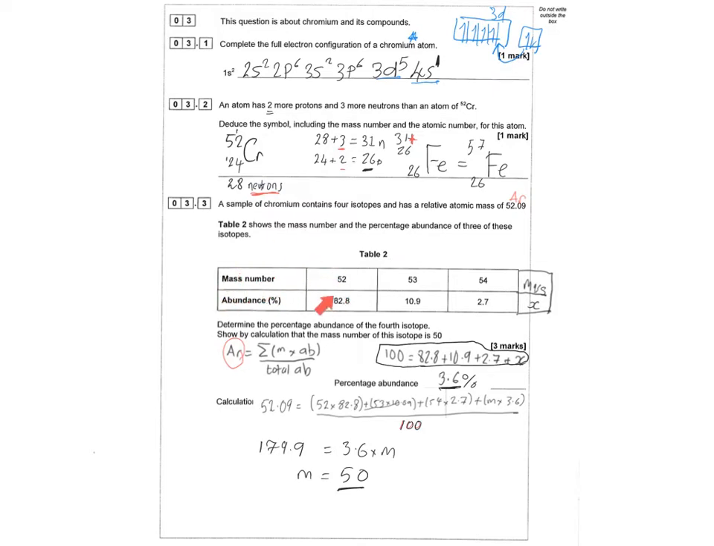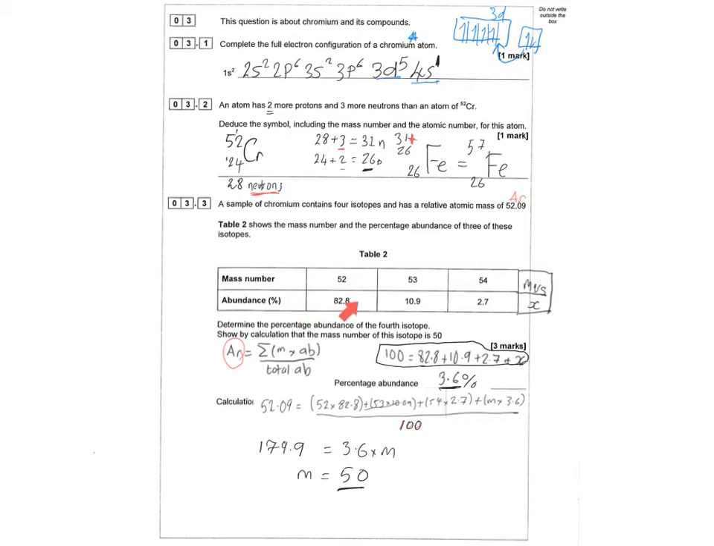You can see you've got mass numbers and the abundance, so immediately you put in this equation here for a mark. And this equation tells you that the relative atomic mass is the sum of the mass numbers times the abundance divided by the total abundance. Now we needed to find the abundance of this unknown isotope. We're trying to find this fourth isotope. We don't know what its mass is.